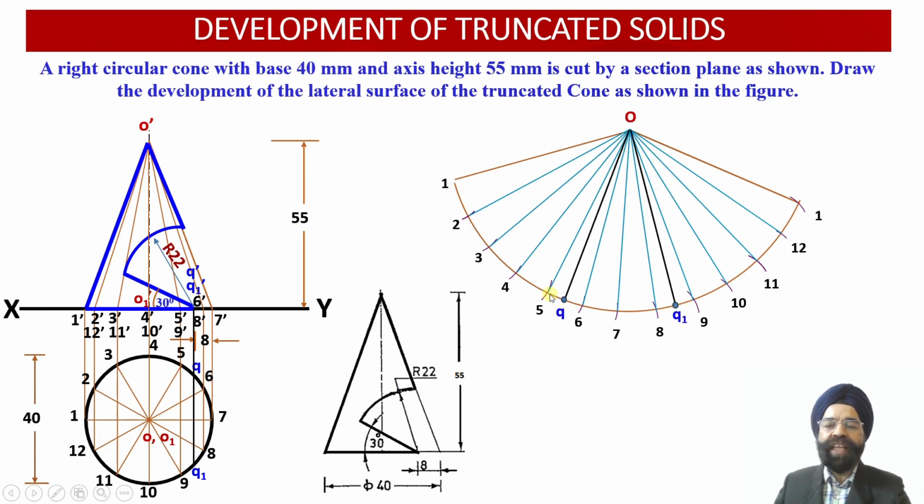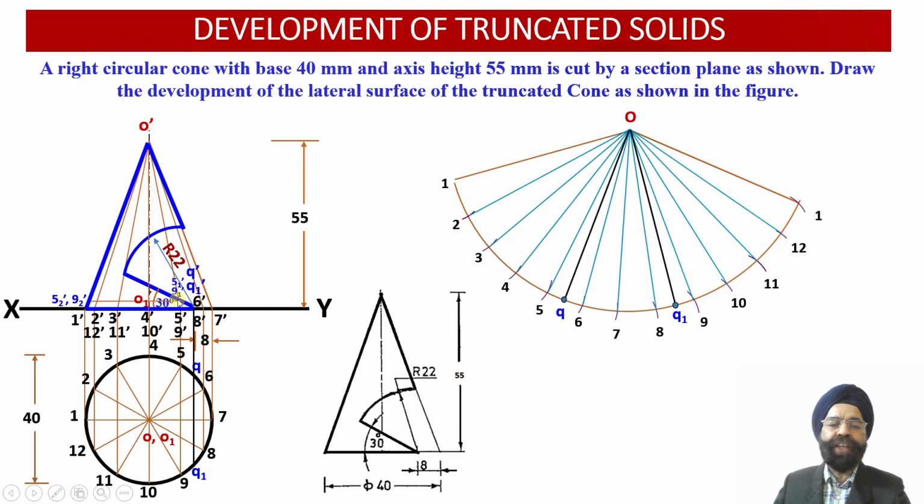So once we obtain these 2 points into the development surface view, now we are going to join these artificial generators, that is additional generators, using the black color line over here. So these are 2 points of intersection which we have obtained onto the development surface view, and these points happen to lie onto the base.